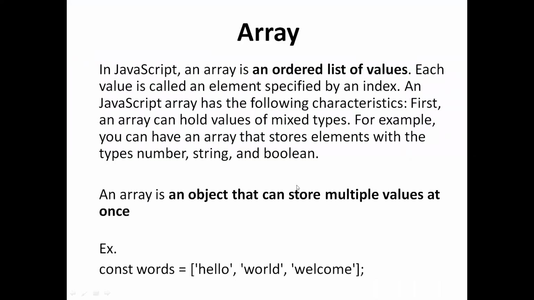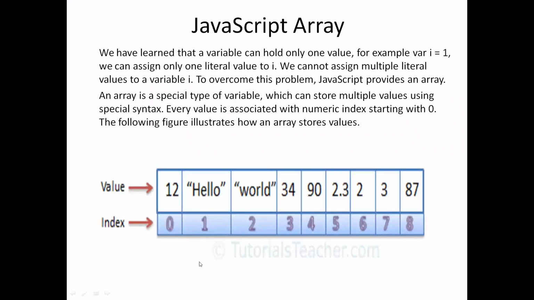So an array is an object. An array is an object that can store multiple values at once. In JavaScript, we have learned that a variable can hold only one value. For example, previously you already learned about the variable, right? If you define a variable, it can hold only one value at a time. But an array is a collection of multiple values.